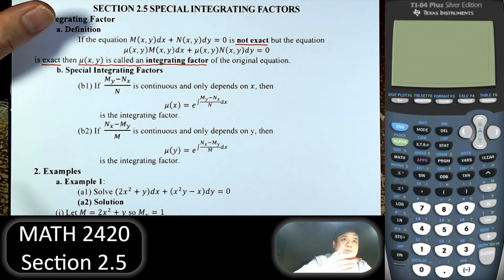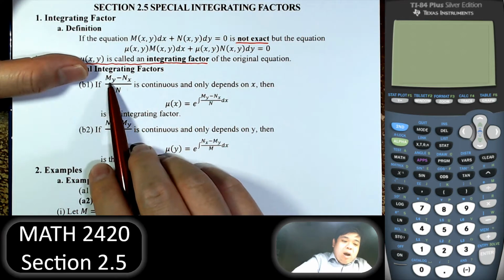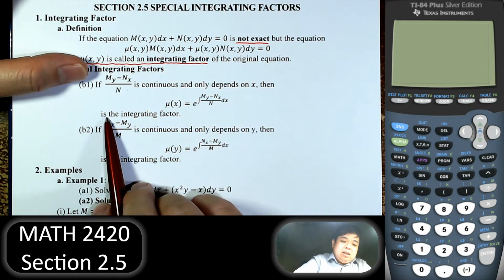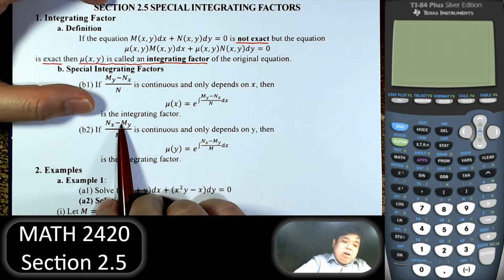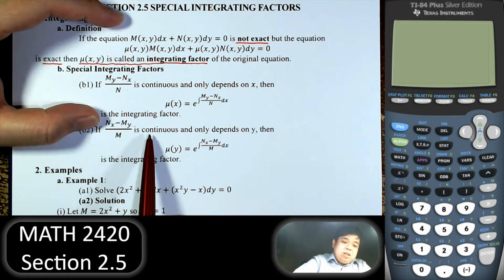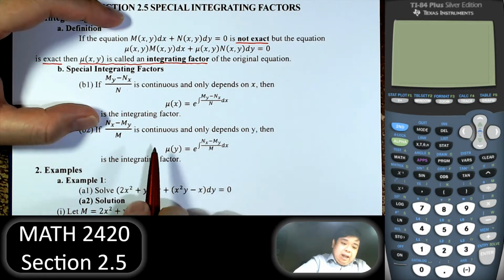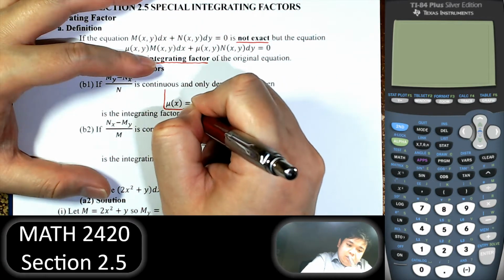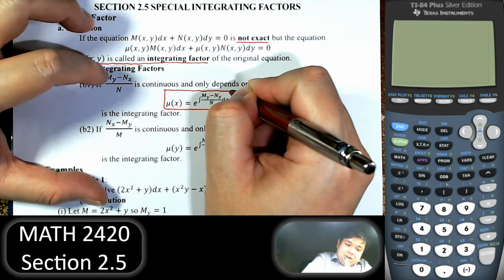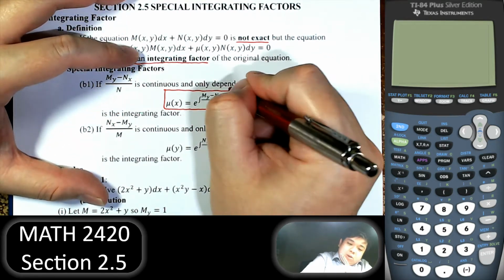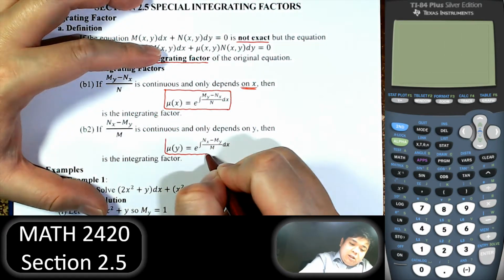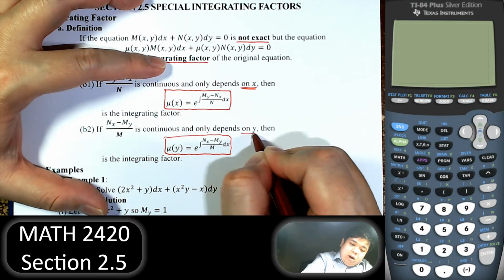Right. So that special condition is this: if we have M_y minus N_x divided by N is continuous and only depends on x, then this is the integrating factor. If this is continuous and only depends on y, then we have that is the integrating factor. So kind of strictly this condition, this function has to depend only on x. So that's why the mu only depends on x. Or it can be this if it only depends on y.